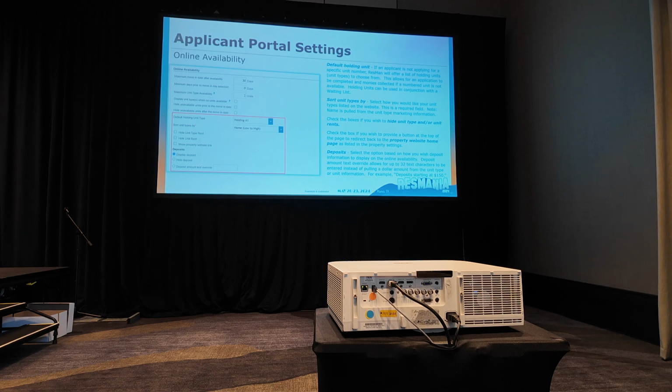All right, our next three radio buttons deal with deposits. So do we want to display the deposit for the unit type or the unit? Do we want to hide the deposit? Our third option is a deposit amount text override. What that allows you to do is type in some text that would override the actual dollar amount of the deposit. Maybe something like deposit starting at $150, or deposit is dependent upon credit, things of that nature.